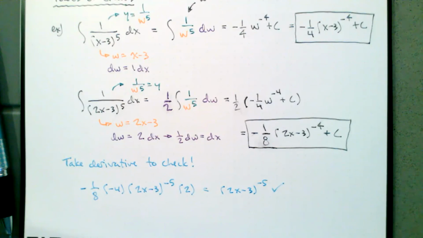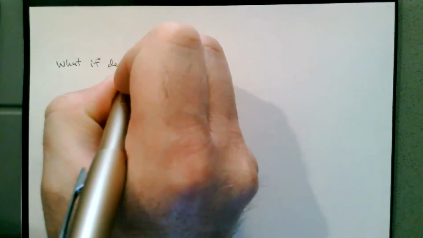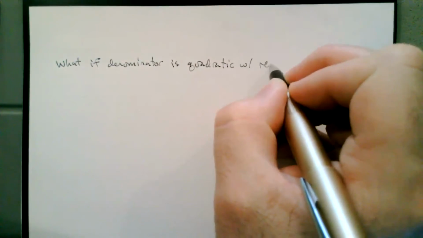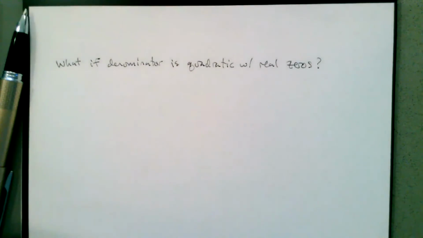All right. So we've talked about rational functions where the denominator is linear or a power of a linear factor, or where the denominator is a quadratic with complex zeros. What if our denominator is, say, quadratic or even higher degree with real zeros? What if our denominator is quadratic with real zeros? That is, it's factorable over the real numbers.